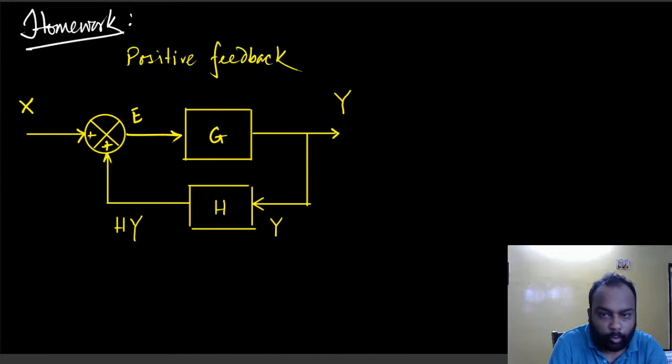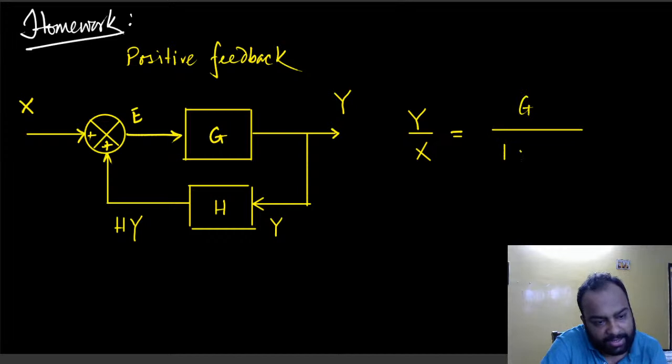And later on, we shall prove that in 99% of the cases, positive feedback would destabilize the system, make a stable system turn into an unstable one. And for this one, you have to prove that the equivalent transfer function for positive feedback is this one. You try to prove that, right?